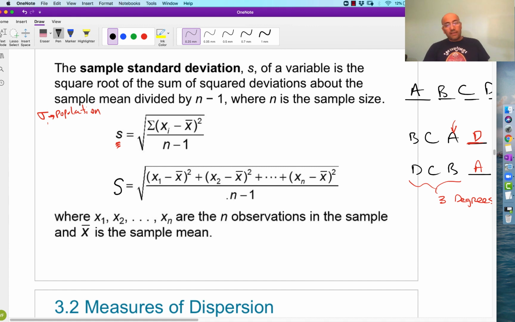I've given you a little bit of an insight as to why we divide by n-1 instead of n, but it might not be a perfect answer, and that's okay. You're not expected to know much more than that at this level. You just have to know that this is the formula.